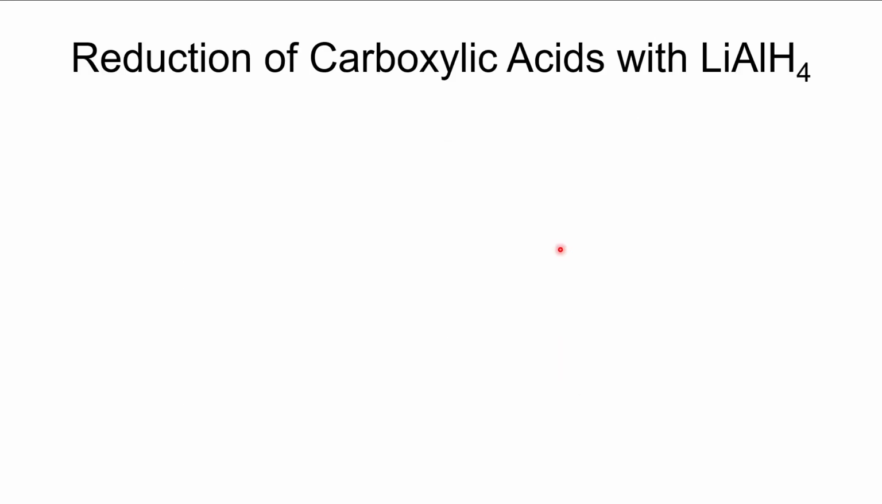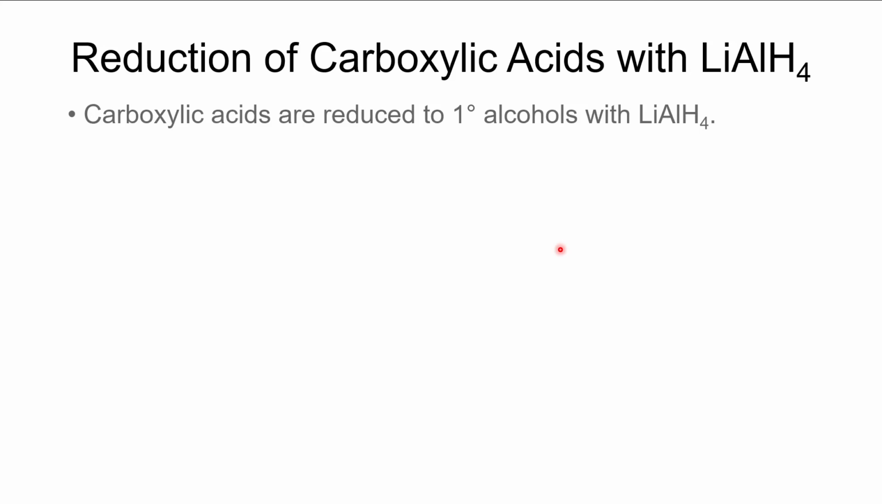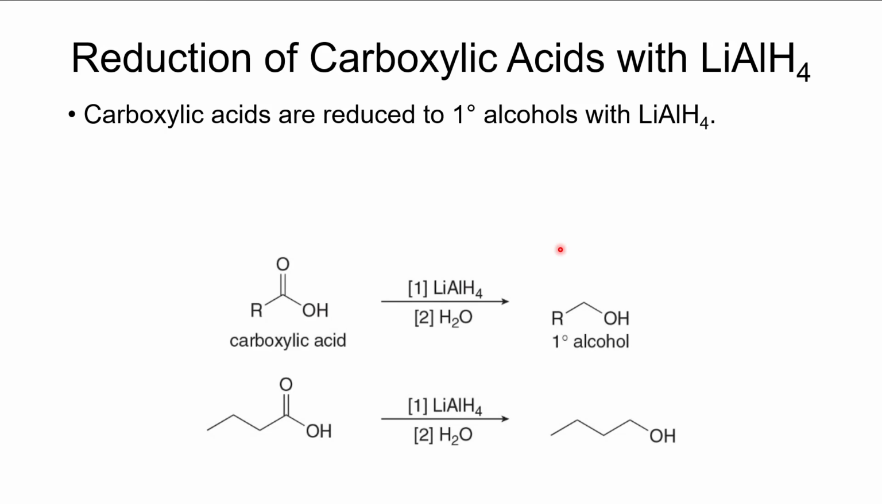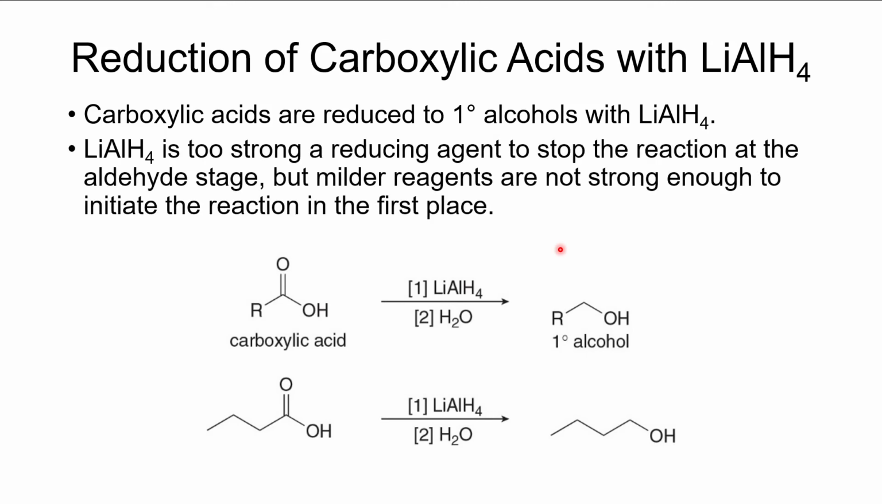Now, it's possible to reduce carboxylic acids all the way to an alcohol. And so if you have a carboxylic acid and you treat it with lithium aluminum hydride, it's going to go all the way to a primary alcohol. There's no way really to stop part way with lithium aluminum hydride. It's a very strong reducing agent. Remember, it's the buff Doge of reducing agents, and it will go all the way to the alcohol. There's no way really to stop it at the aldehyde stage because it's just so reactive.